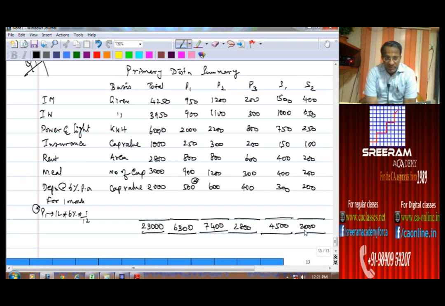Tomorrow both sessions will be mine. First one will be costing. Second one will be tax. So income from other sources will get over tomorrow, and we'll be taking up clubbing provision. So please do bring the institute study material.